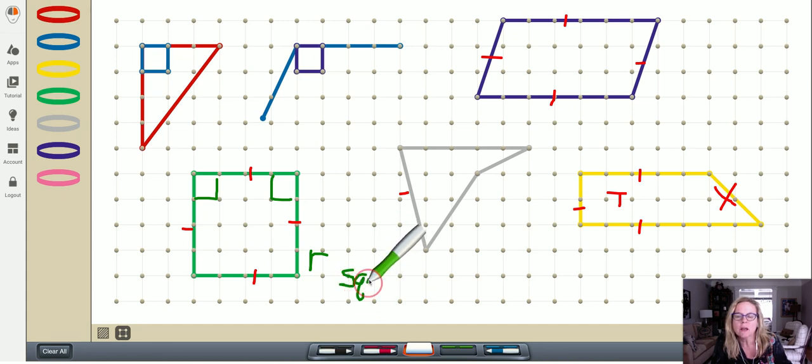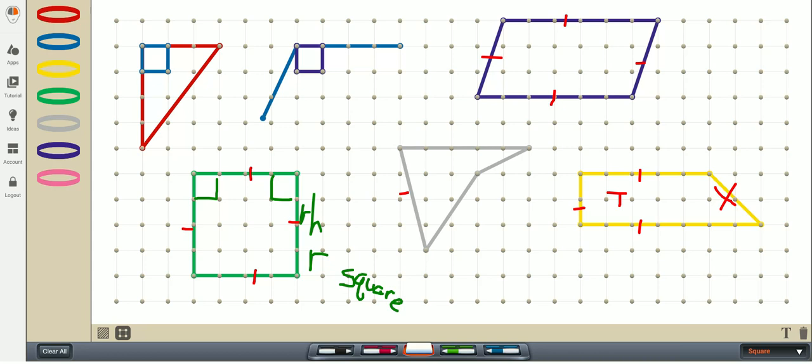So this shape we can call a lot of things, but I think there's one more thing we can call it. Remember, a rhombus just has to have four equal sides? It doesn't have to have a right angle, but it can. So this is also a rhombus. So this shape can be called a lot of different things. All right, now I'm going to go on to my next page. So give me a minute to get over there.